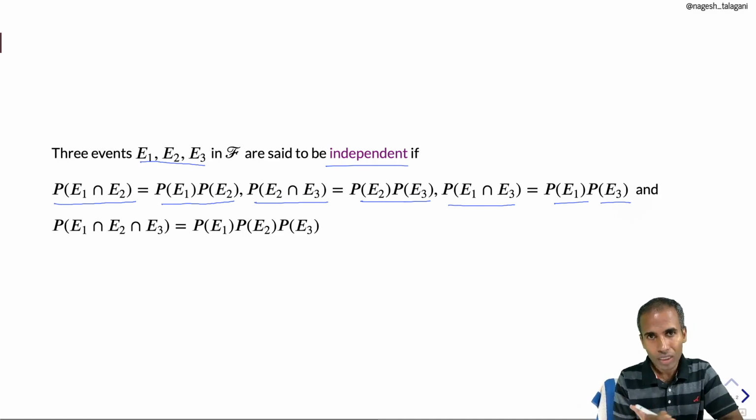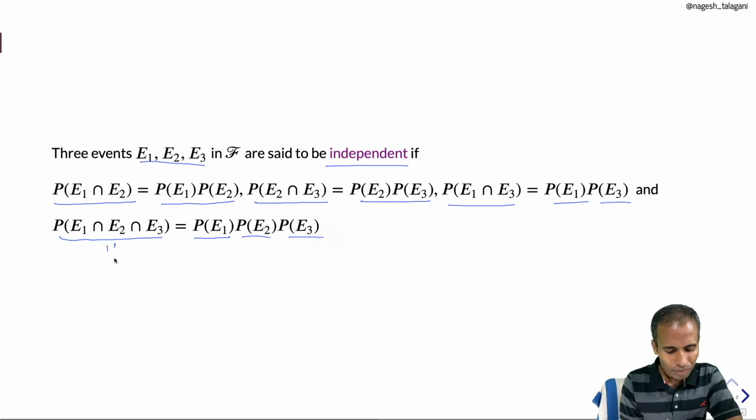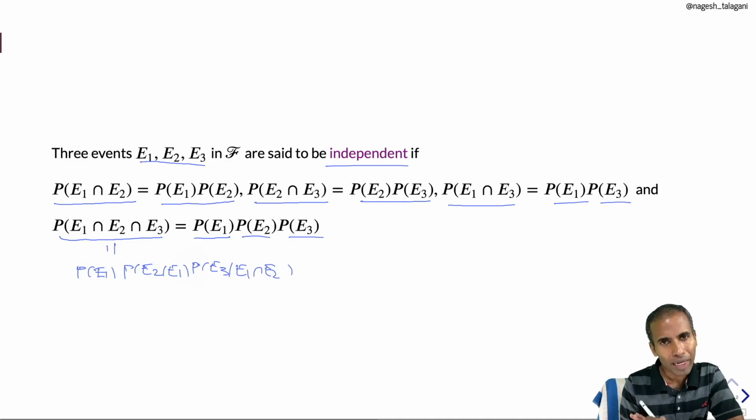Not only these pairs, we also want probability of E1 intersection E2 intersection E3 equal to probability of E1 times probability of E2 times probability of E3. Actually, the probability of E1 intersection E2 intersection E3 in general, by the multiplication theorem, is probability of E1 times probability of E2 given E1 happened times probability of E3 given E1 intersection E2. This is in general by the multiplication theorem.